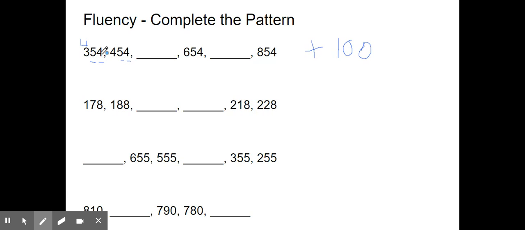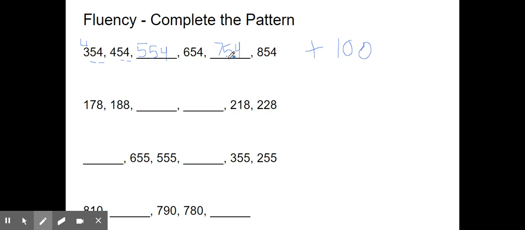354 plus 100 is 454. Plus 100 is going to be 554. Our tens and our ones are staying the same. 100 more is 654. 100 more is 754. And then 854. Great job.